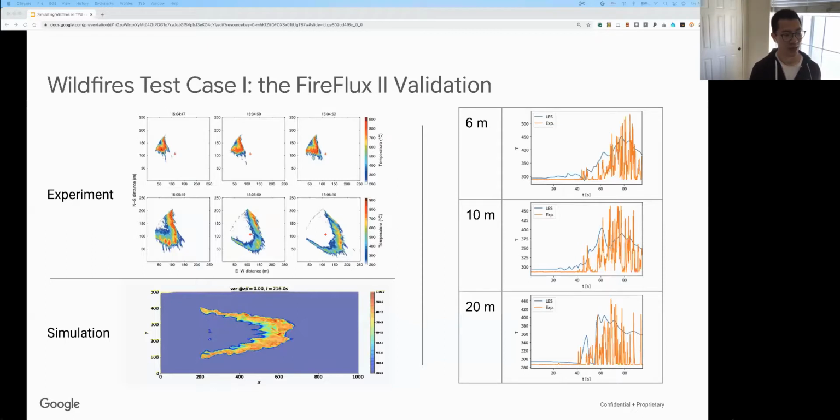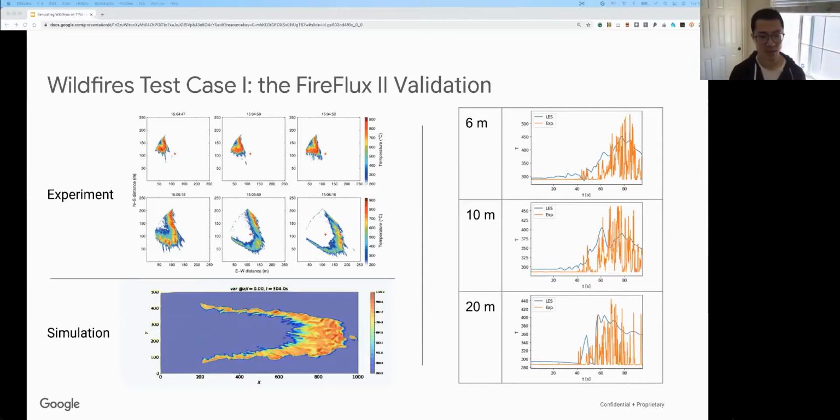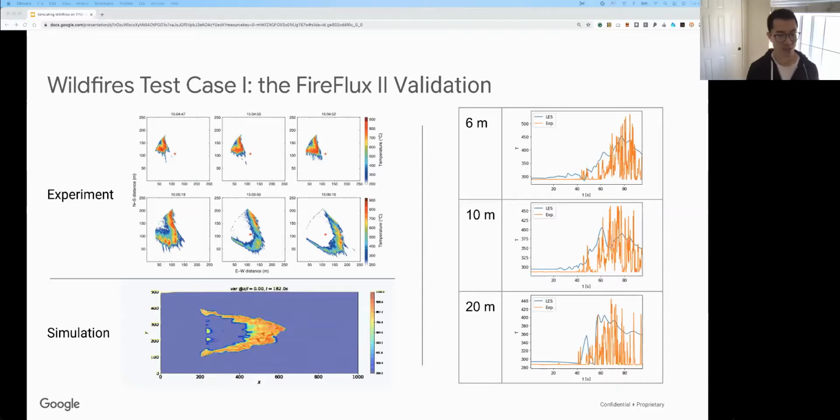So the temperature profiles are recorded at 3 different heights, namely 6 meters, 10 meters, and 20 meters above the ground. From this temperature profile, we can see that the rate of propagation for the fire is correctly captured by the simulation, and the magnitude of the fire is also correctly predicted by the simulation.